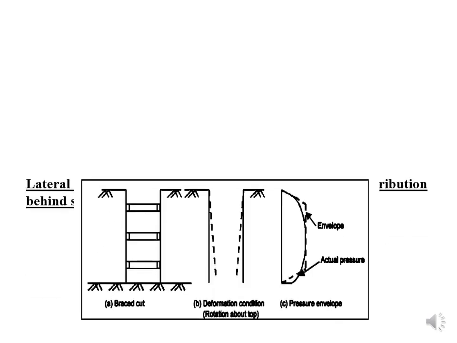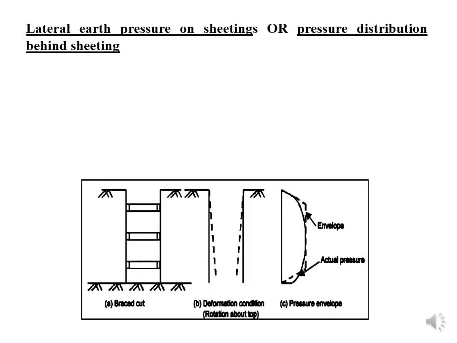Based on the materials used, the timber sheet pile walls, reinforced concrete sheet pile, steel sheet piles, braced cuts, all the things we have discussed before today's lectures. So today we shall talk about the lateral earth pressure on sheeting, or pressure diffusion behind sheeting.